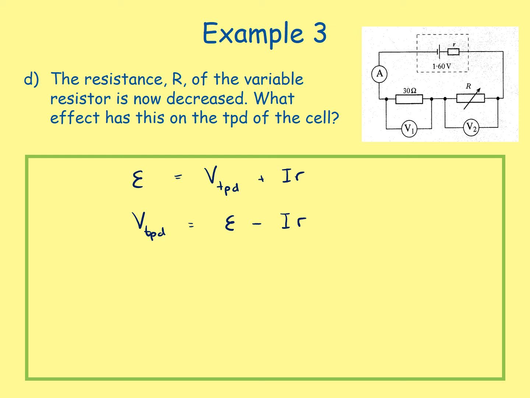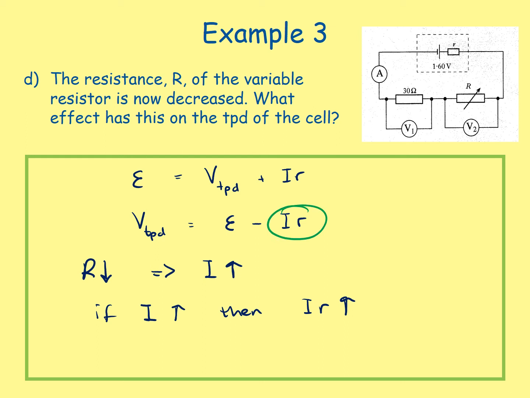If the resistance of our variable resistor is decreased, then our current is going to increase. And if our current increases, then our lost volts will also increase, given that our lost volts is IR. Having a look at the equation, if our internal resistance multiplied by our current is increasing, so our lost volts is increasing, but our EMF is constant, which it is, then our terminal potential difference must decrease. That's our final answer.